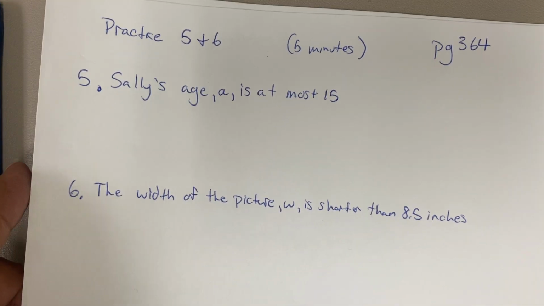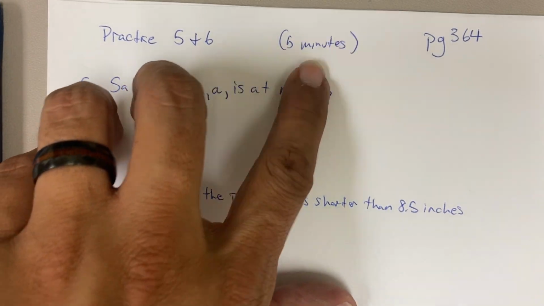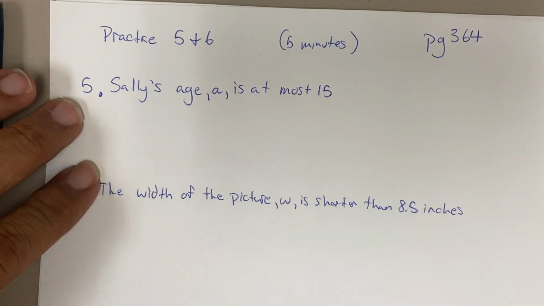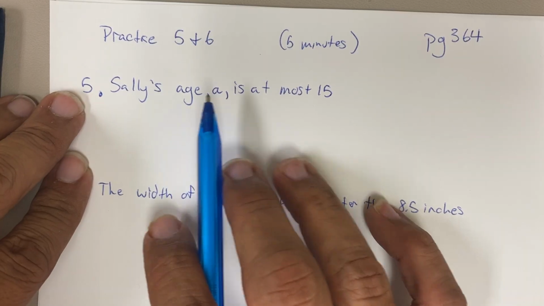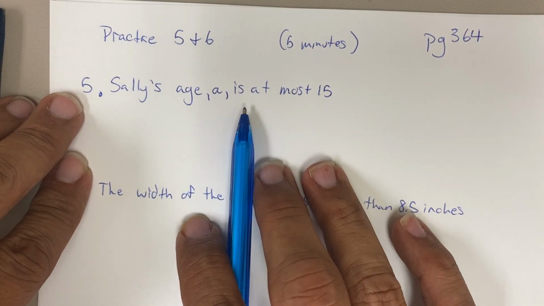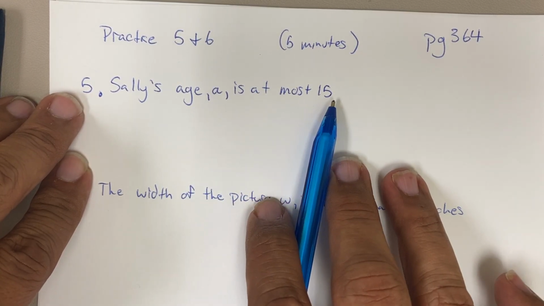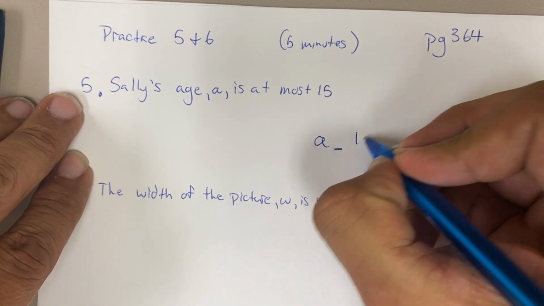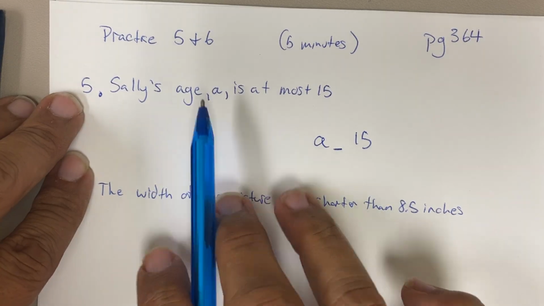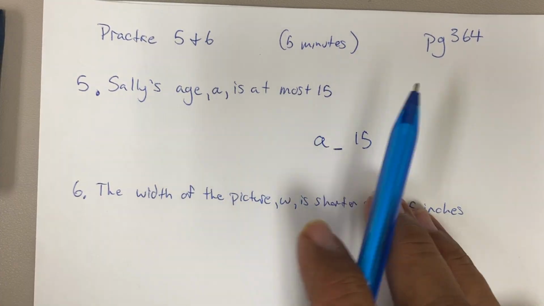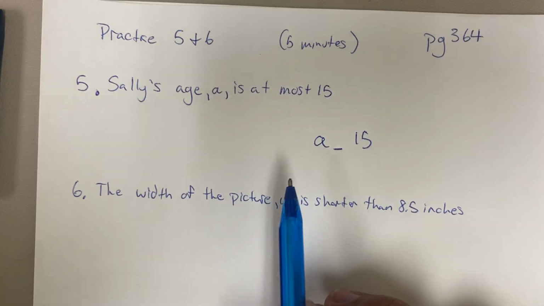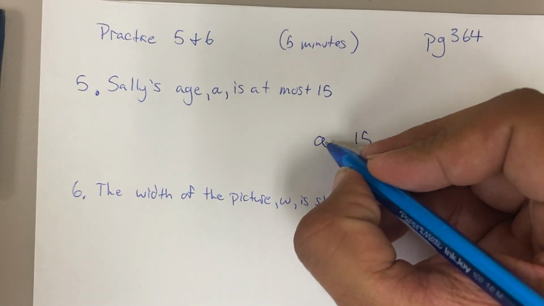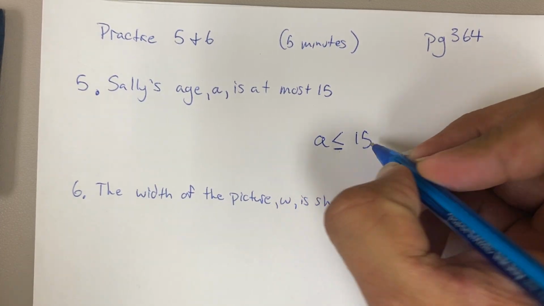We're going to be doing questions 5 and 6 for practice. I'm going to give you 5 minutes, and it's on page 364. Okay? Sally's age, A, is at most 15. So it can be 15. But now, Sally's age is at most 15, so a possible answer is 15, a possible answer is 14, a possible answer is 13. These numbers are lower. So A is going to be less than or equal to 15.